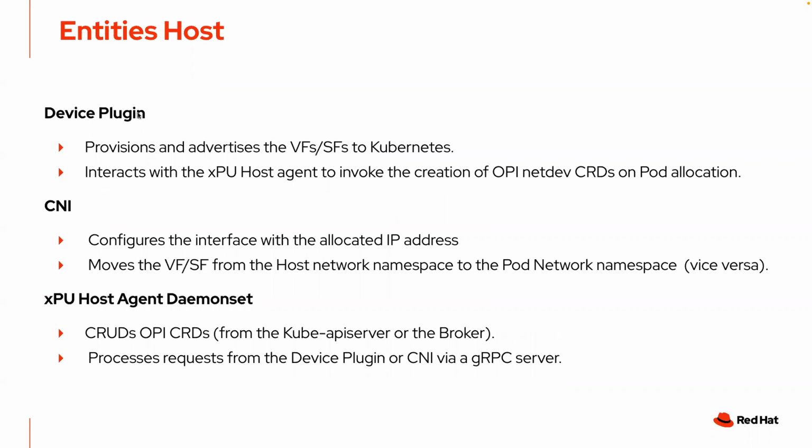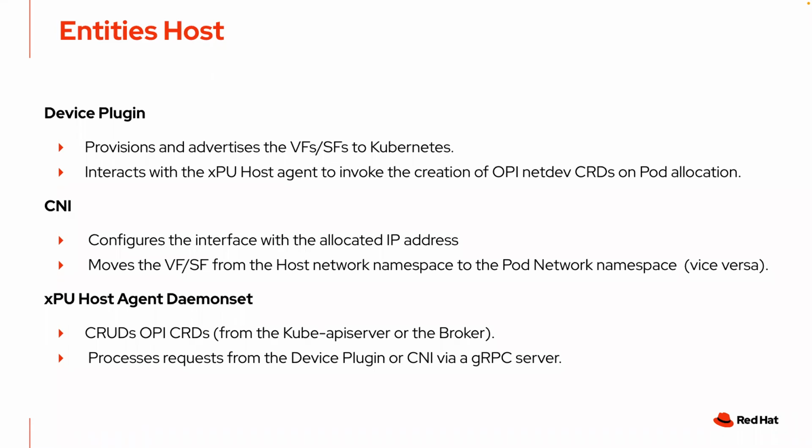On the host side, what we thought we would have in terms of agents, I guess, or things working from the DPU management point of view, we would have this host agent daemon set, which we saw on the previous diagram. He would also be able to create, update, delete OPI CRDs. He will also process certain incoming requests from the device plugin or the CLI that will be running on the host side. The device plugin is another daemon set, unfortunately. This is a very standard Kubernetes thing that would provision and advertise all the VFs and sub functions to Kubernetes.